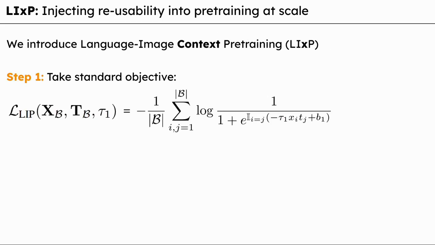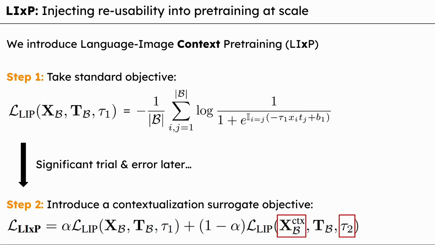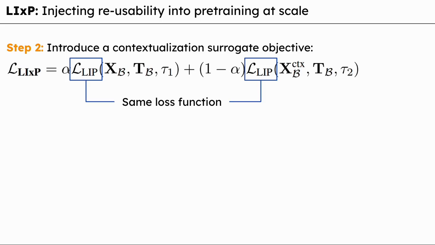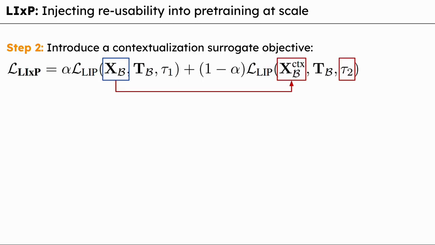And so the way we approach this is we take the standard pre-training objective, in this case, SigLIP loss, and we just add to it, as can be clearly seen, an additional surrogate objective that operates on the same basic loss function, but introduces two variations. Contextualized representations, that's the capital X with CTX noted on top, and additionally learnable temperatures. The big T is just the text representation of the text encoder.